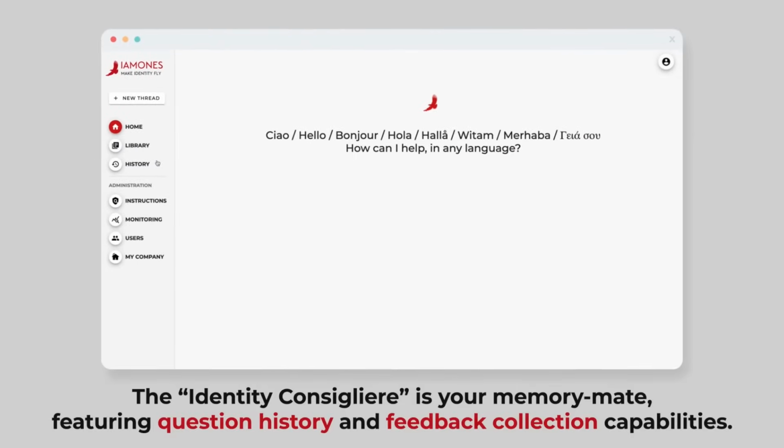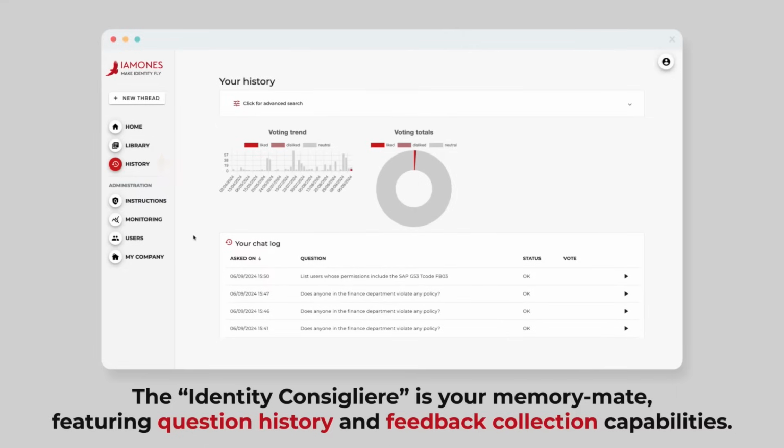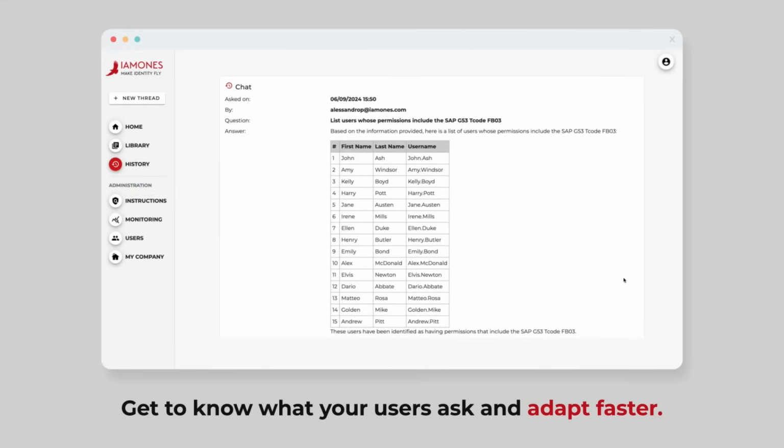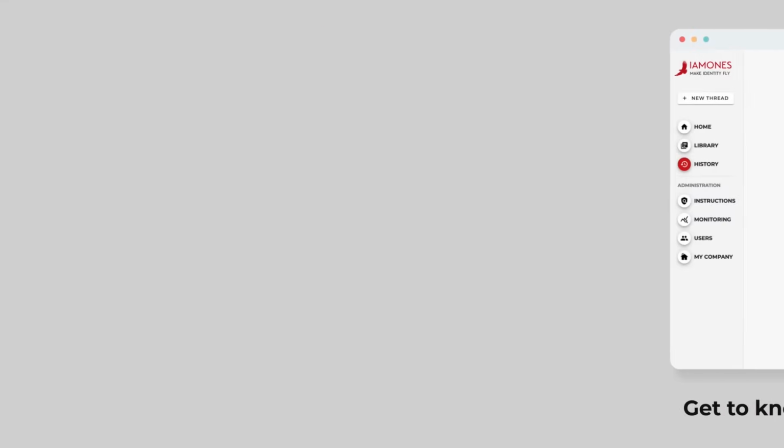IAMONES is your identity memory mate, featuring question history and feedback collection capabilities, allowing you to adapt quickly to what users are looking for.